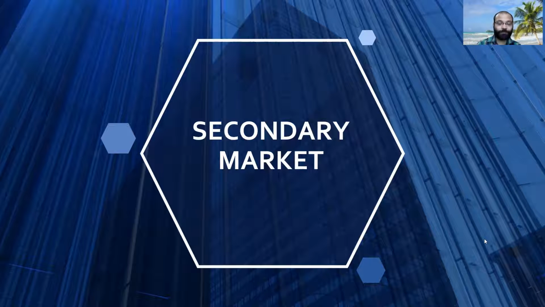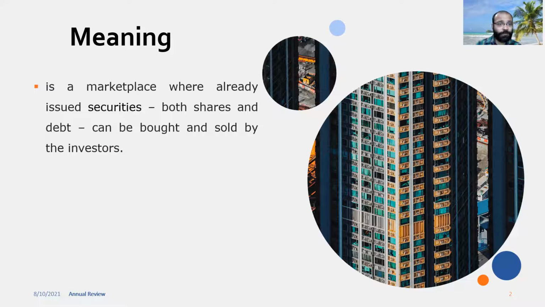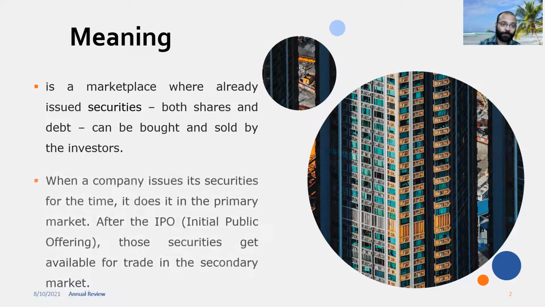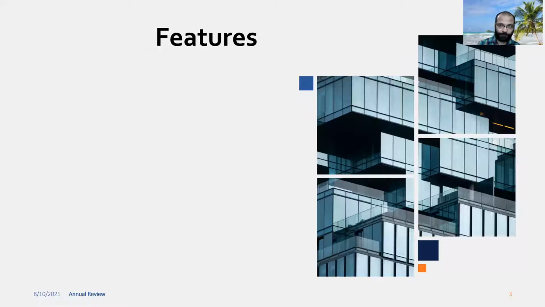Come, let's move. Getting into the meaning of secondary market. So what is secondary market? It's a marketplace where already listed shares, or all the issued securities, be it shares or debts, can be bought and sold by the investors. When a company issues its shares for the first time, it does it in the primary market. After the IPO, initial public offering, those securities become available for trading in the secondary market.